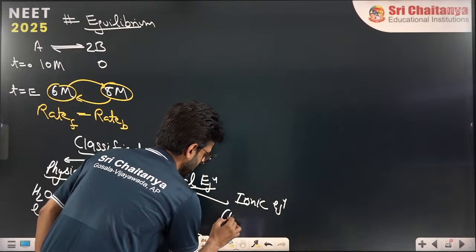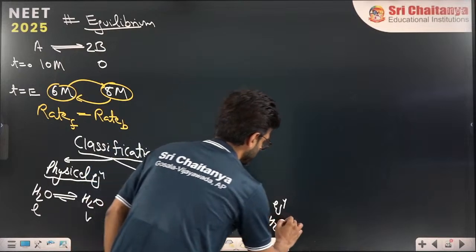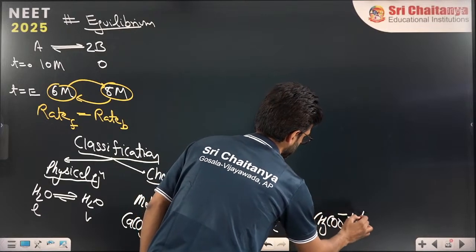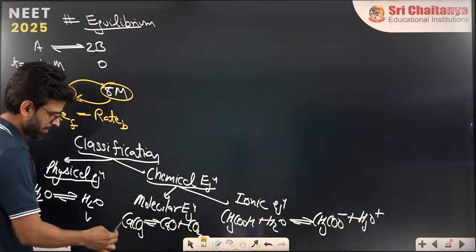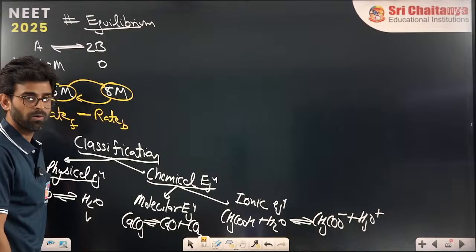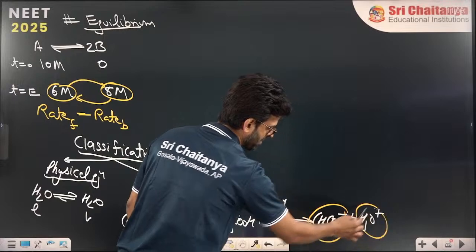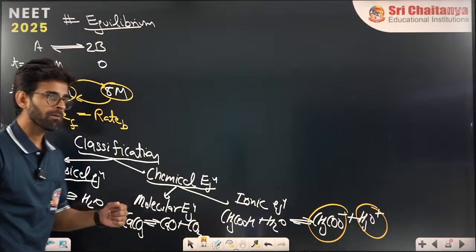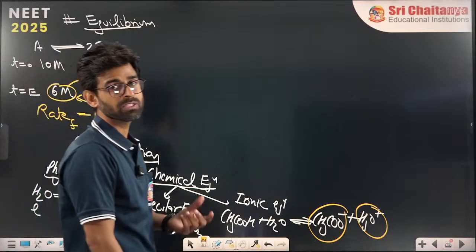Whereas in ionic equilibrium, ions will come. For example, if I have acetic acid and dissolve it in water, ions will be involved here: CH3COO minus and H3O plus. So in one case molecules are coming, in the other case ions are coming. That's why it is ionic equilibrium. And as a chemical reaction is happening, it is part of chemical equilibrium. Whereas here, only the physical state is changing. The chemical formula is the same, so it is physical equilibrium.